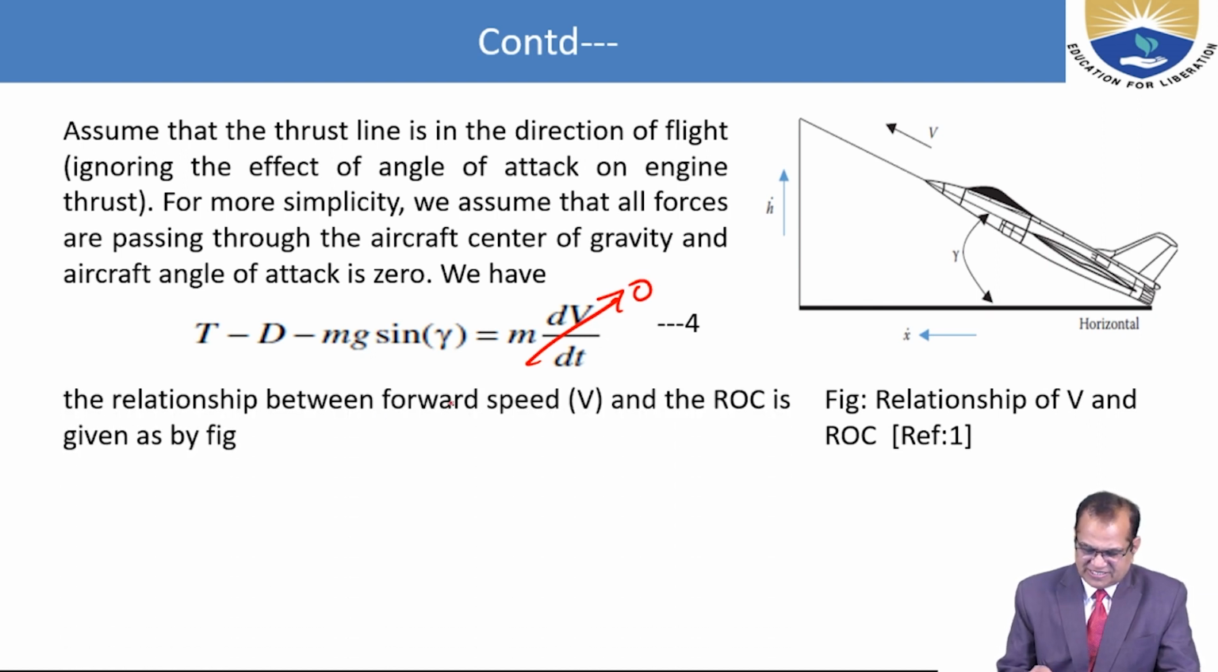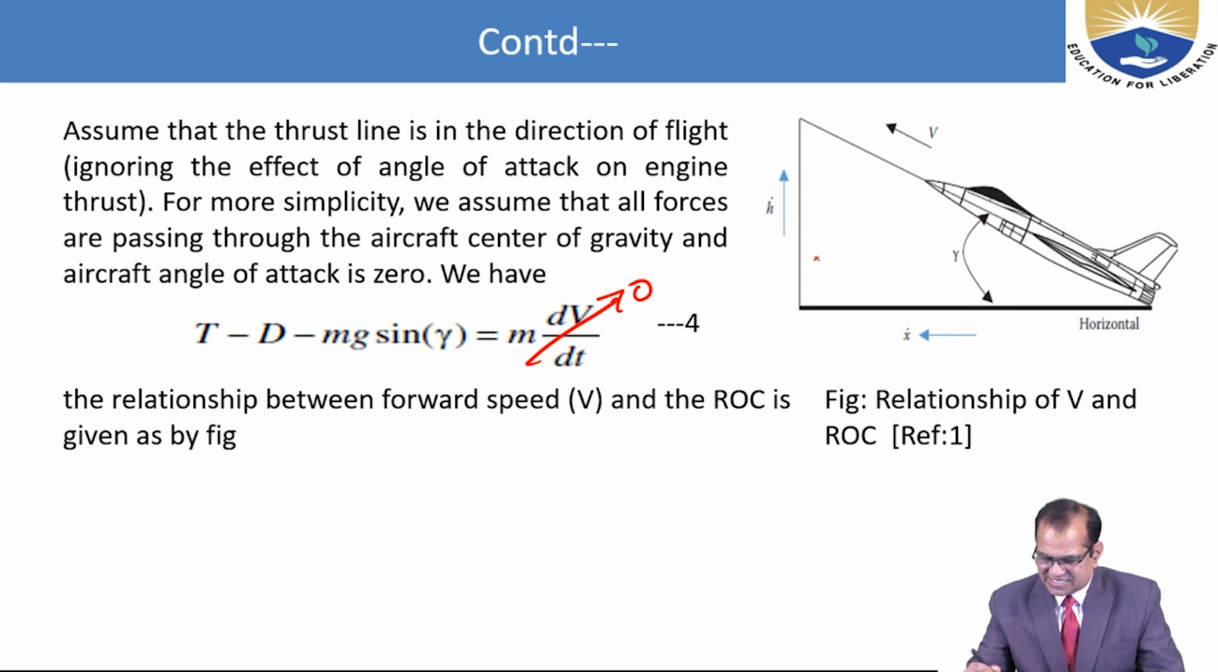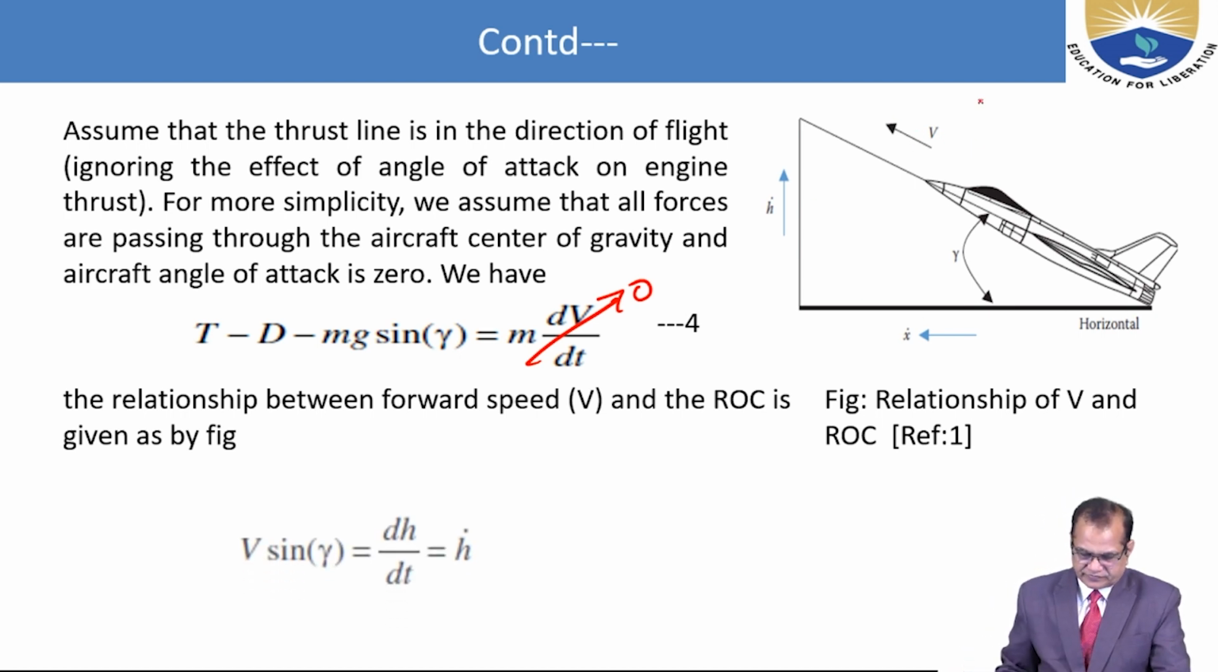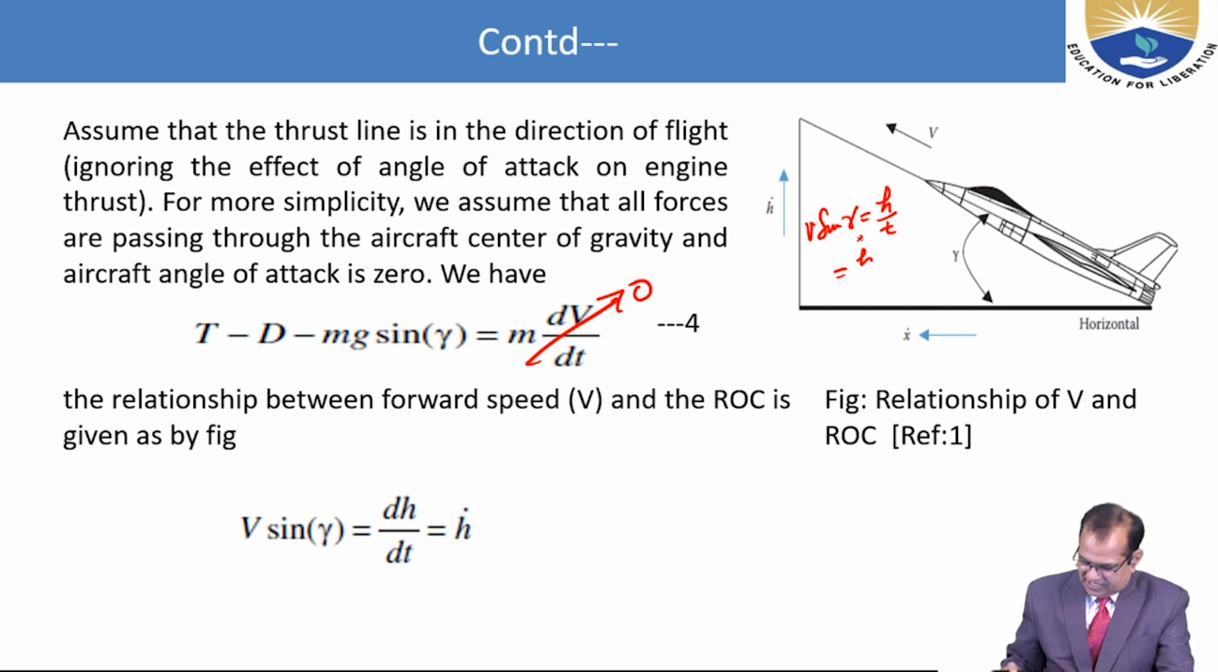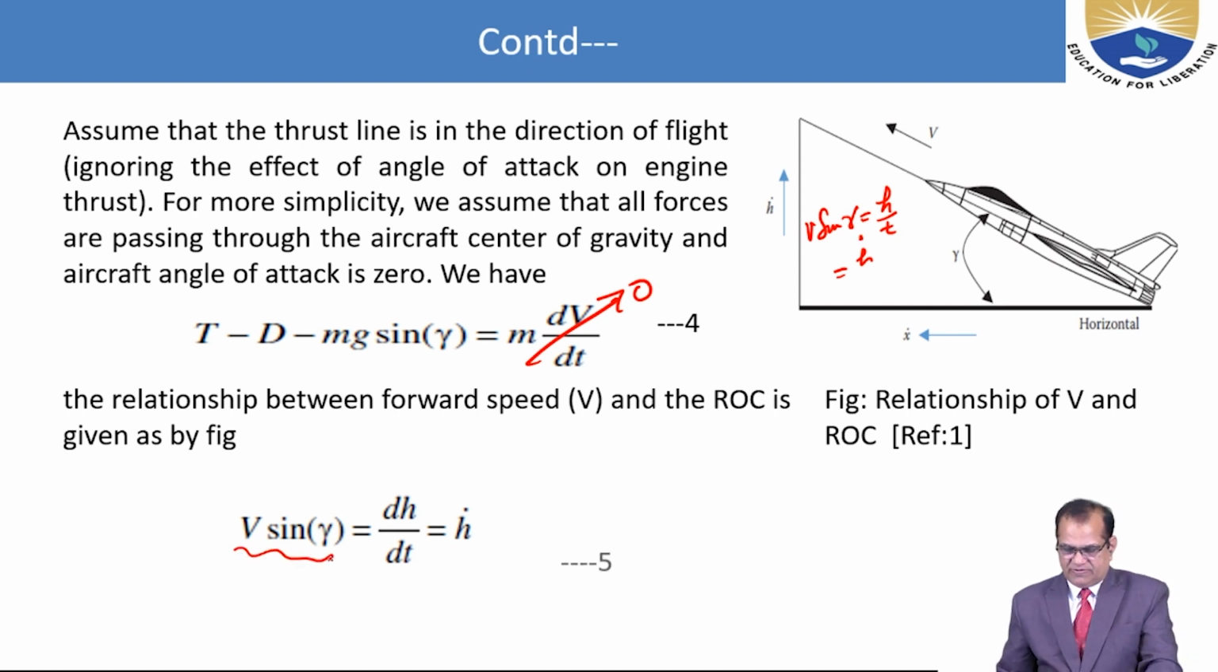So the relationship between forward speed V and the rate of climb is given by the figure. So you can see here x, h, and this is the V here. So we can see that V sin gamma is equal to h by t, or h dot. So this is called the rate of climb, V sin gamma. This is the rate of climb.